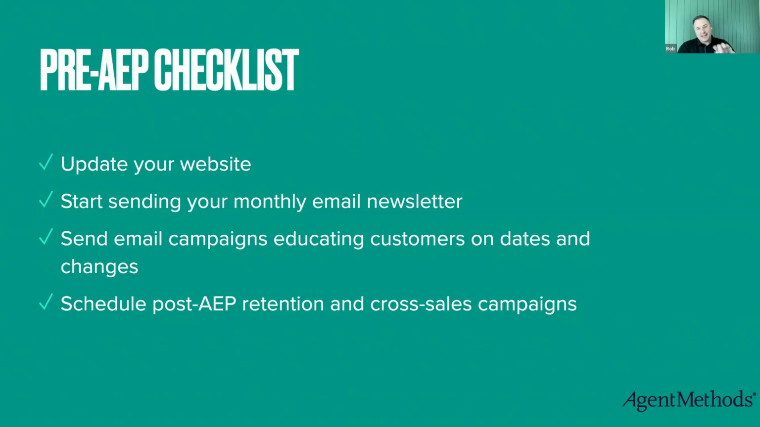And then the last one here is schedule a post-AEP retention and cross-sales campaign. This is one I always hammer out there, and the reason is because once you get through AEP, December 7th rolls around, you want to take a break, you want to enjoy the holidays, you want to get ready for OEP. So you want to make sure you have that plan in place so it can automatically just start sending out any cross sales that you're looking to do in the following year. So schedule that now while you can think about it.